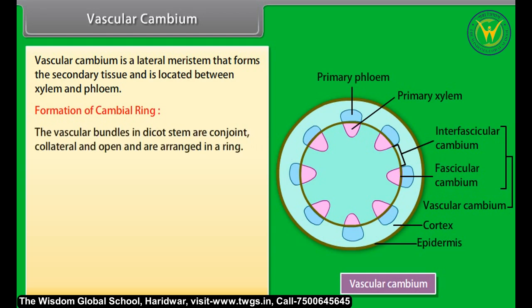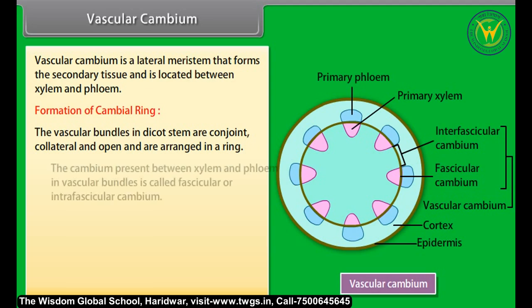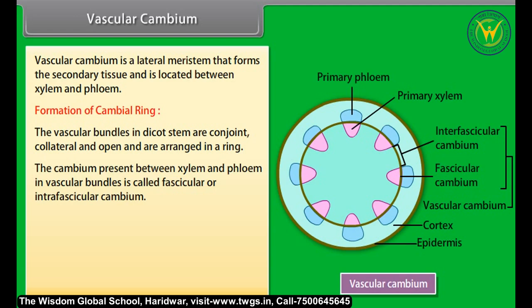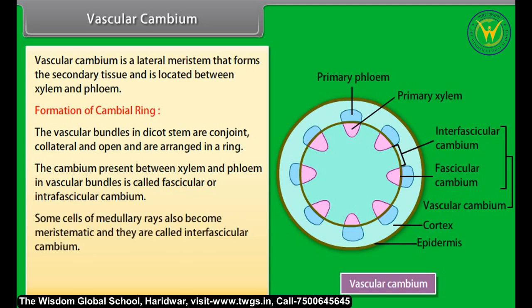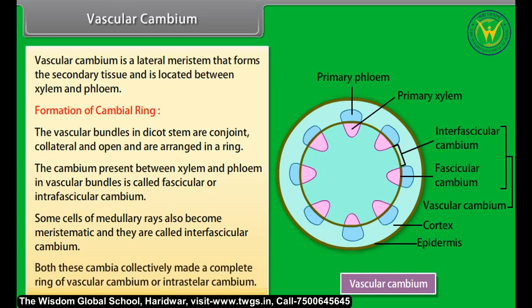The vascular bundles in dicot stem are conjoint, collateral and open and are arranged in a ring. The cambium present between xylem and phloem in vascular bundles is called fascicular or intrafascicular cambium. Some cells of medullary rays also become meristematic and they are called interfascicular cambium. Both these cambia collectively make a complete ring of vascular cambium or interstelar cambium.